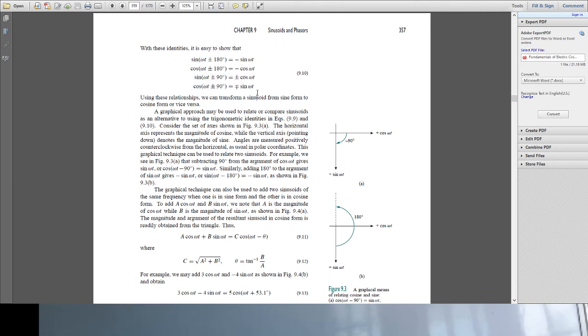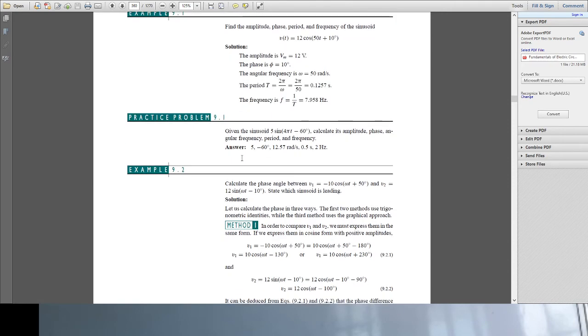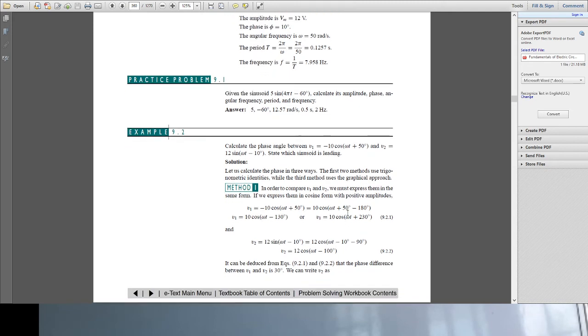Now coming to the next case. What I am doing here? So this is minus 10 minus 90 degrees is equal to cos omega t minus 100. Now this is my B2. So this is my B2 here.